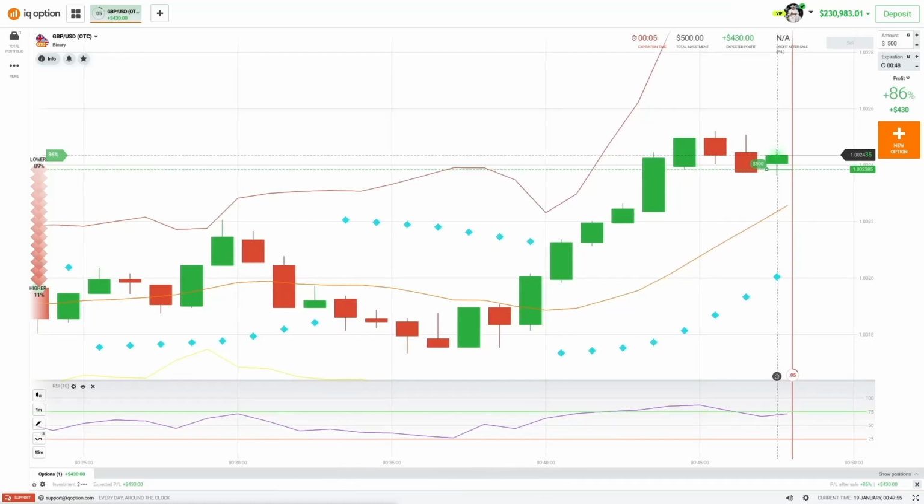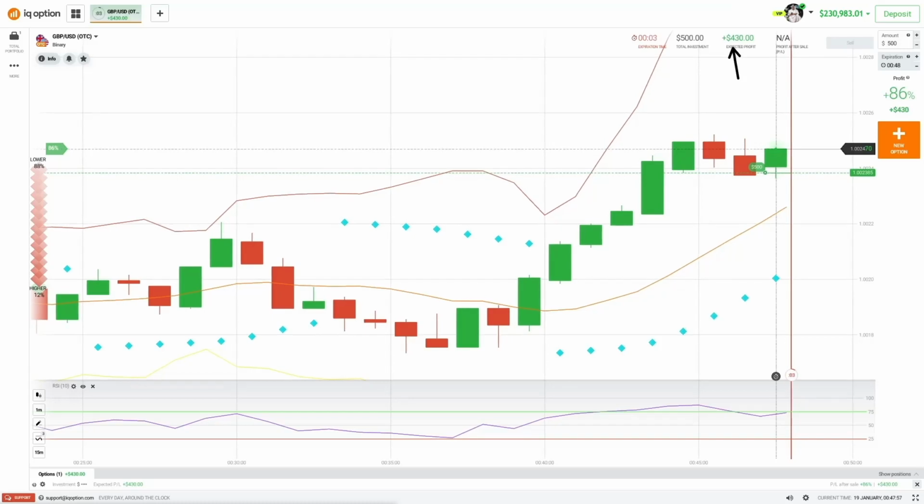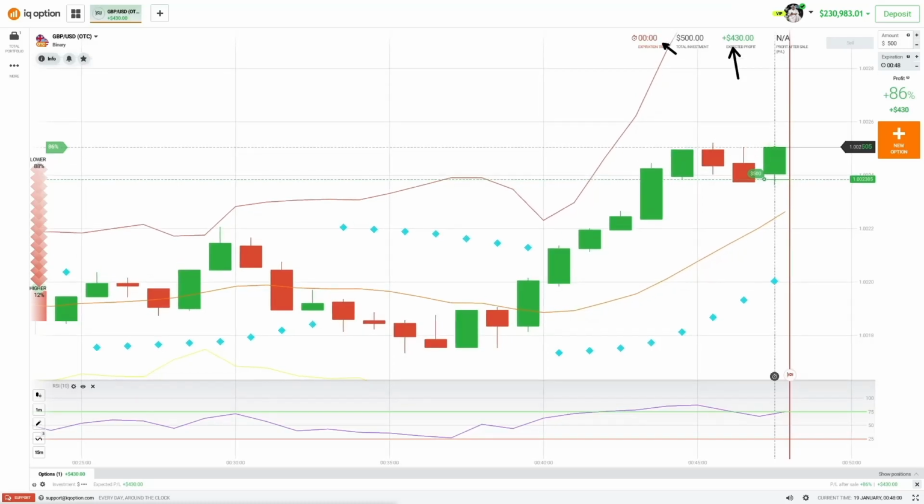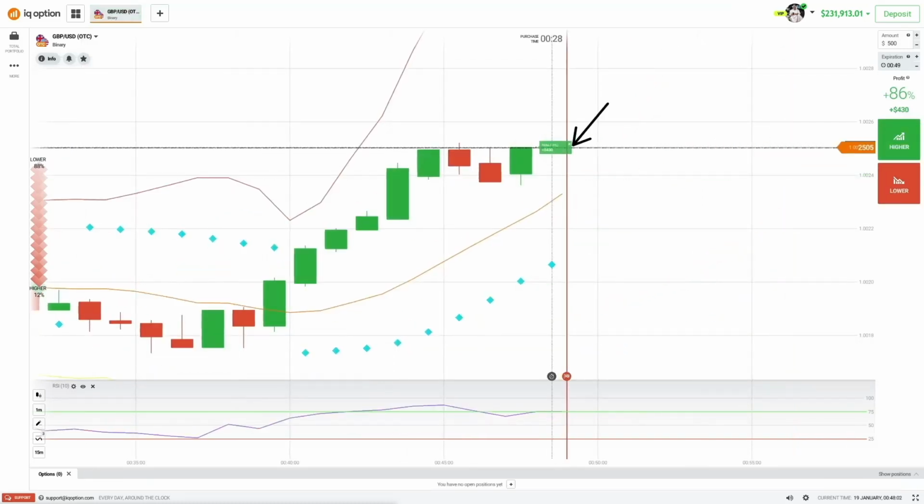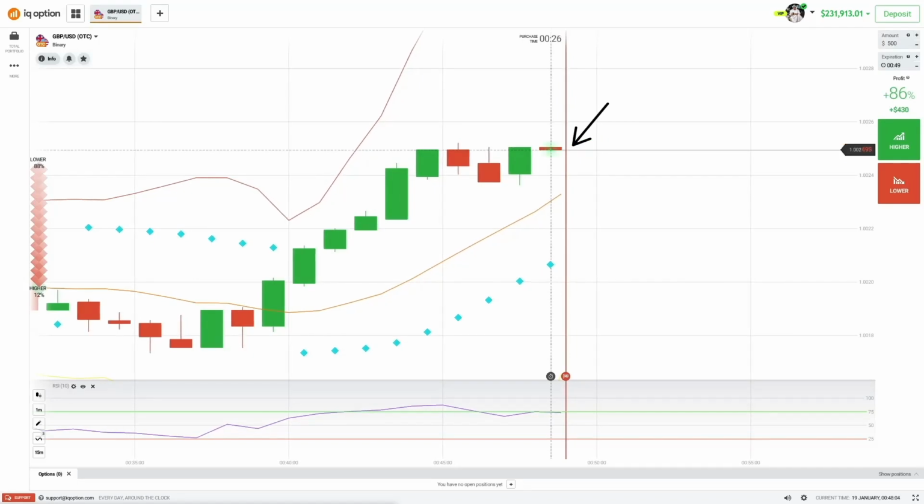All right, let's see if I will take this one with me. So yeah, we still have 2 seconds. Look, yup, we made $430. Simple as that.